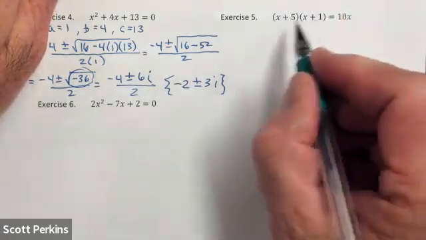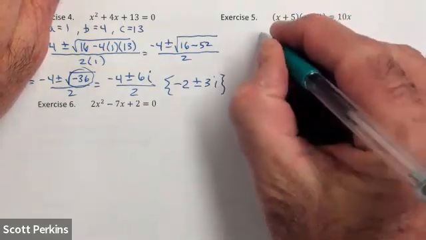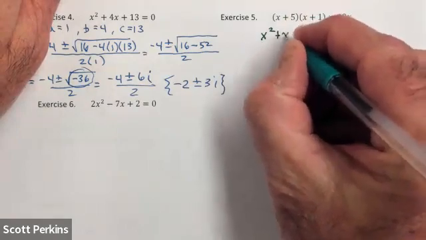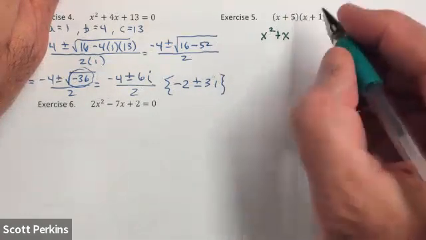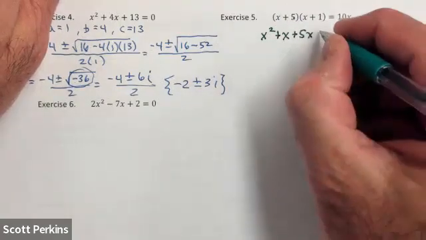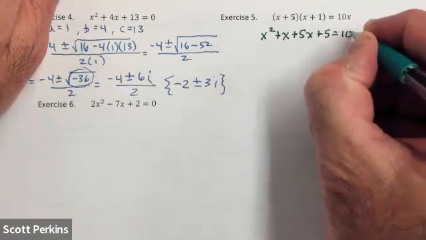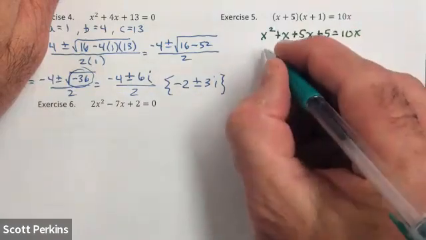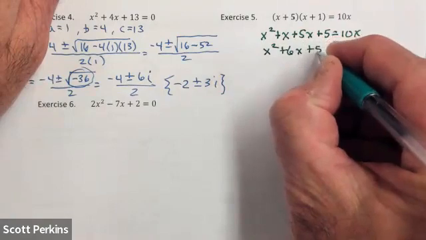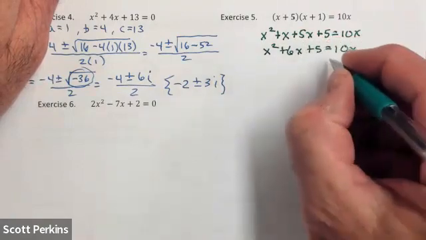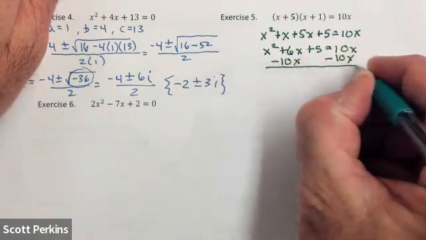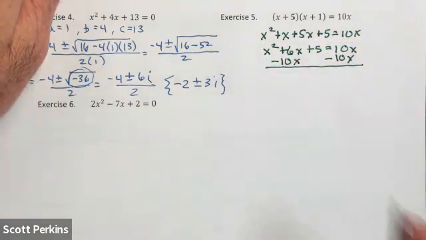So up here, my foiling first, x times x is x squared. My outers, x times 1 is 1x or x. My inners, 5 times x is 5x. My lasts, 5 times 1 is 5. I'm going to collect those like terms. x plus 5x is 6x. And now I'm going to subtract that 10x. And this will now finally be in the format where we can apply the quadratic formula.